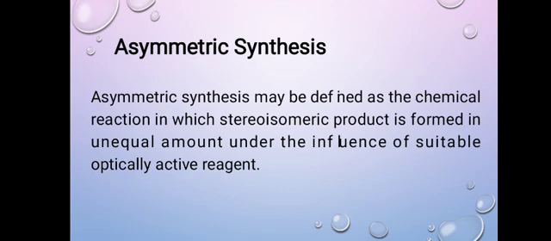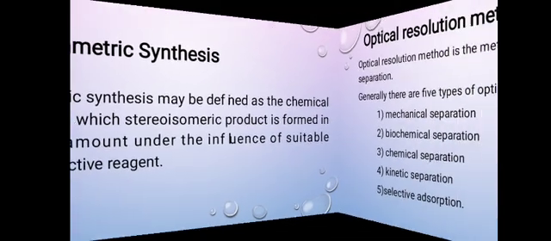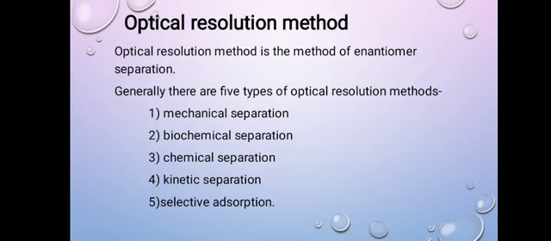Next one, asymmetric synthesis. Asymmetric synthesis may be defined as a chemical reaction in which stereomeric products are formed in unequal amounts under the influence of suitable optically active reagents. Next, optical resolution method. Optical resolution is the method of enantiomer separation. Generally, there are 5 types: mechanical separation, biochemical separation, chemical separation, kinetic separation, and selective adsorption.